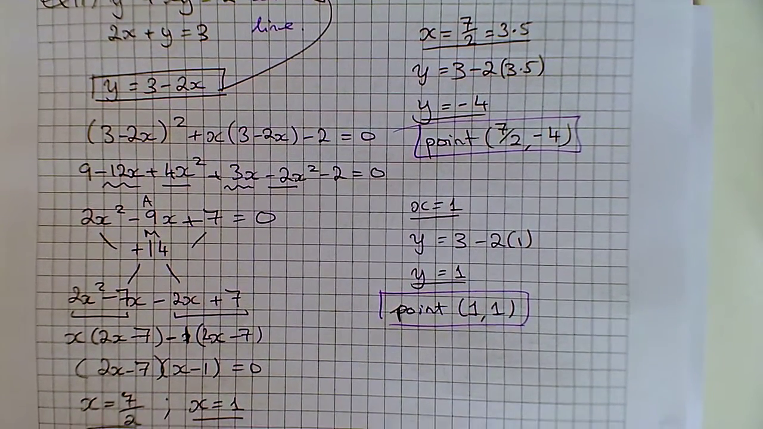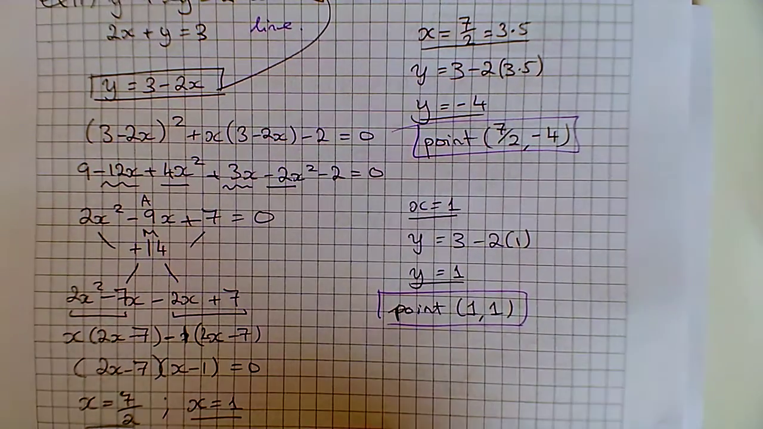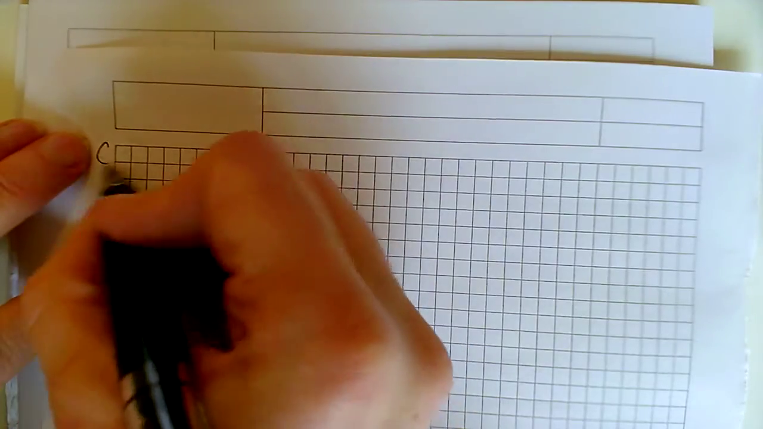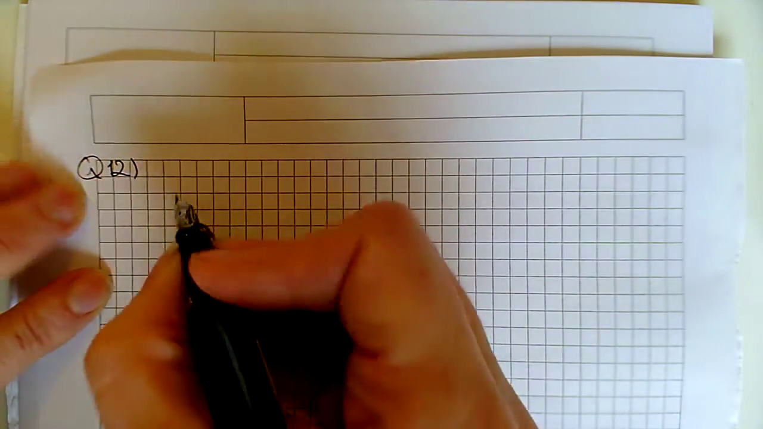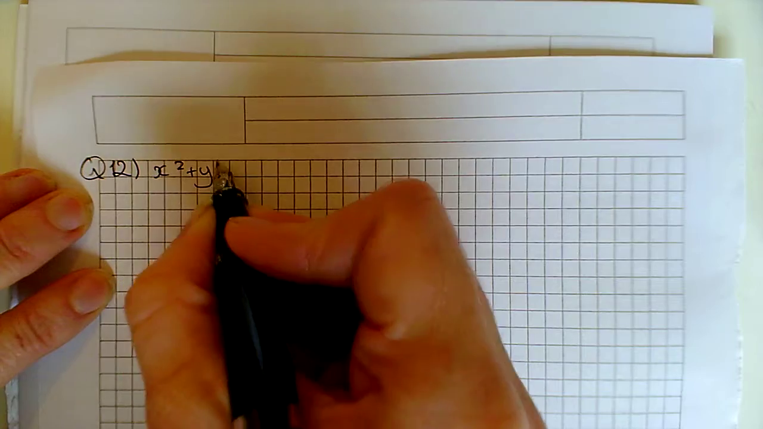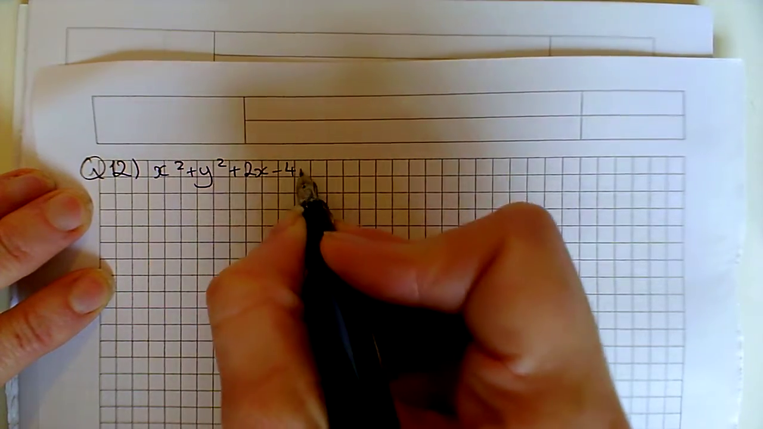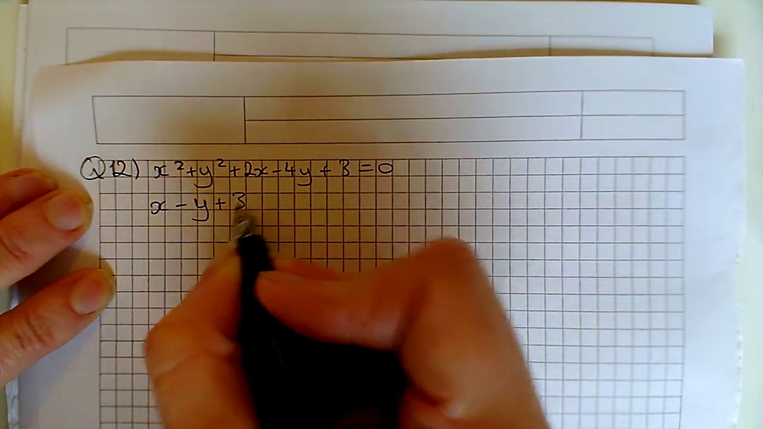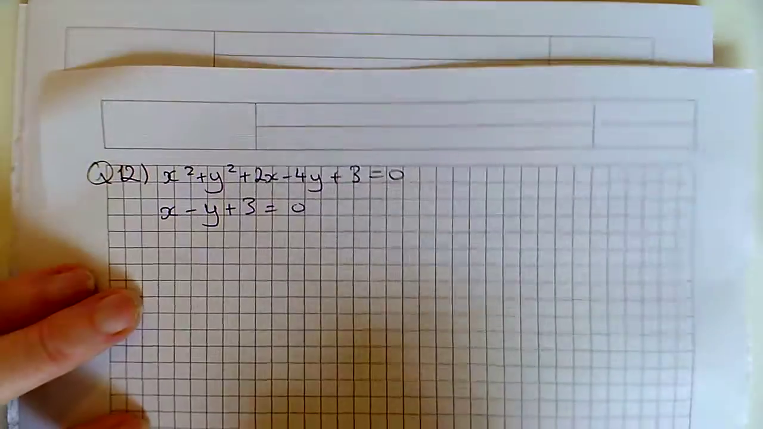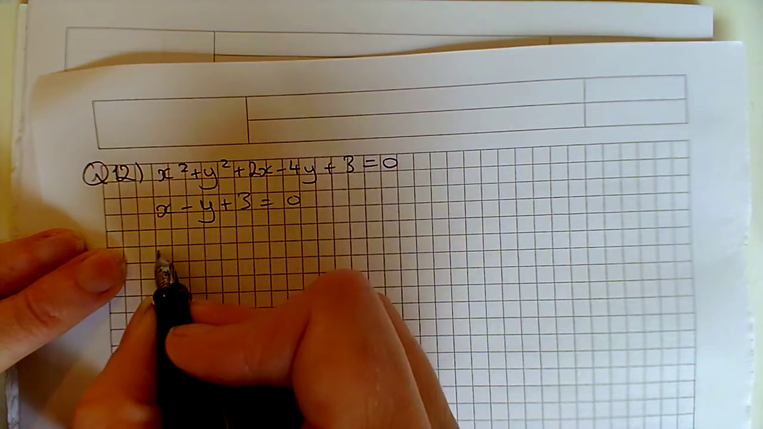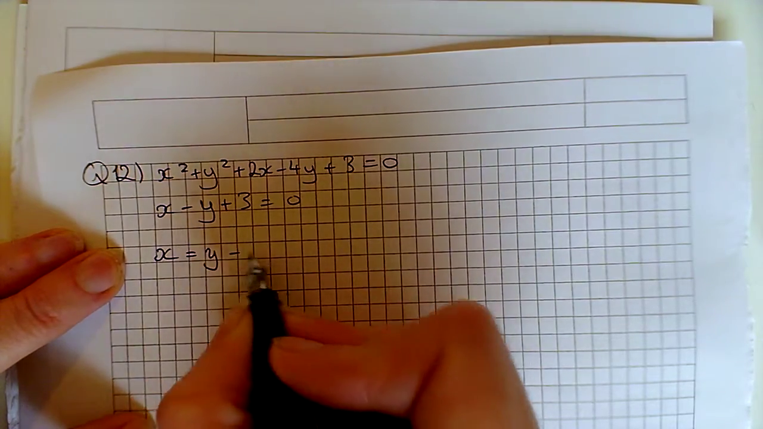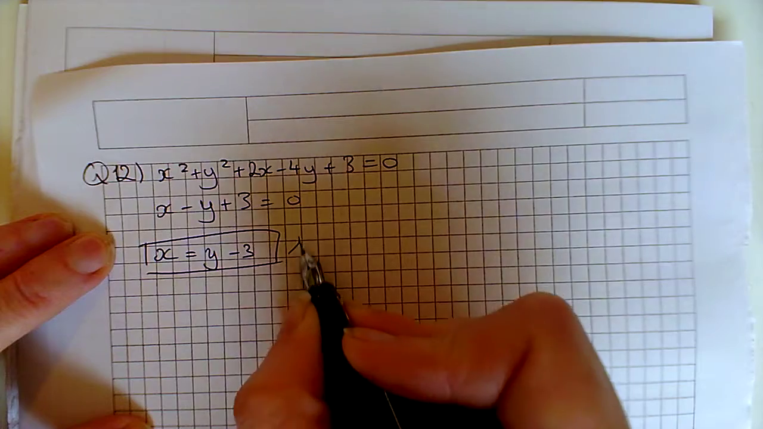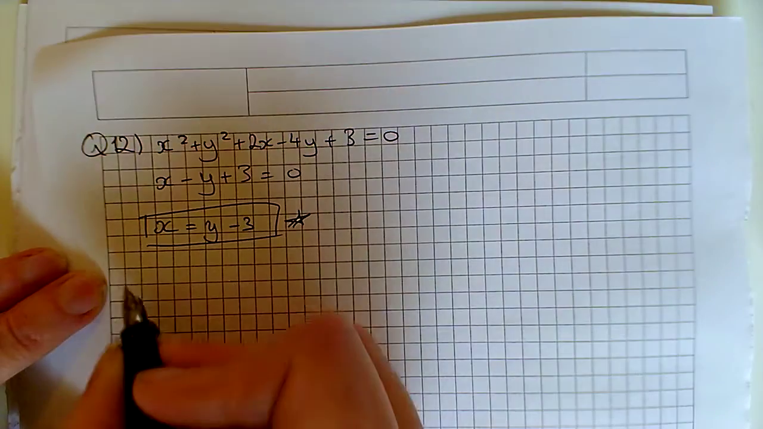I can't quite fit it on one screen. Now, let's keep going. Obviously, you can skip any that you knew how to do, that you didn't have any problems with. Question 12, x squared plus y squared plus 2x minus 4y plus 3 equal to 0. And my line x minus y plus 3 equal to 0. So I'll write x in terms of y. It's much of a muchness here. x is equal to y minus 3. That's my star equation.